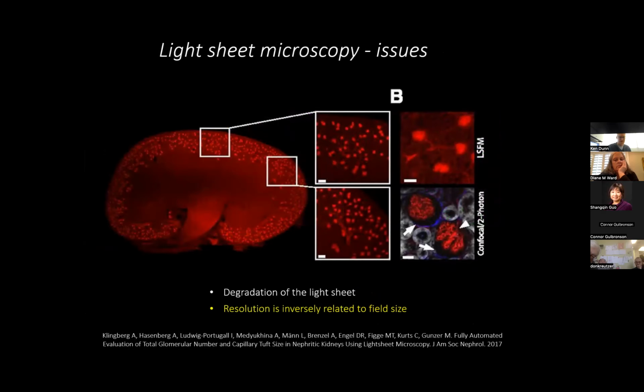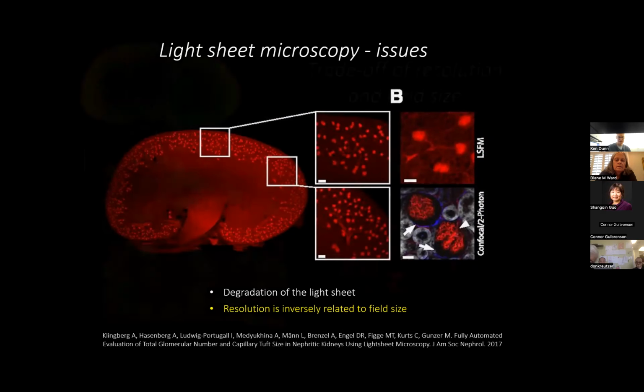Okay, so I'm going to talk about a couple of issues. The first issue I talked about was the degradation of the light sheet, the fact that light has to go through the sample, and how do you get around that? You get around that by illuminating from multiple sides, or clearing the tissue. But the other thing that people need to appreciate is that the resolution is inversely related to field size. Here's an example of a volume collected by light sheet microscopy, and the same volume collected by confocal microscopy. You don't have very much resolution here as compared to here.